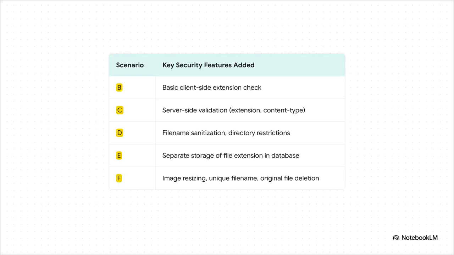And this table here, from some fantastic research, really shows how these defenses build on top of each other. You start at scenario B, our simple extension check. Then you add more and more layers, server-side validation, file name sanitization. By the time you get all the way to scenario F, you've got this incredibly robust system that resizes images, generates unique file names, and creates multiple, painful hurdles for any attacker.